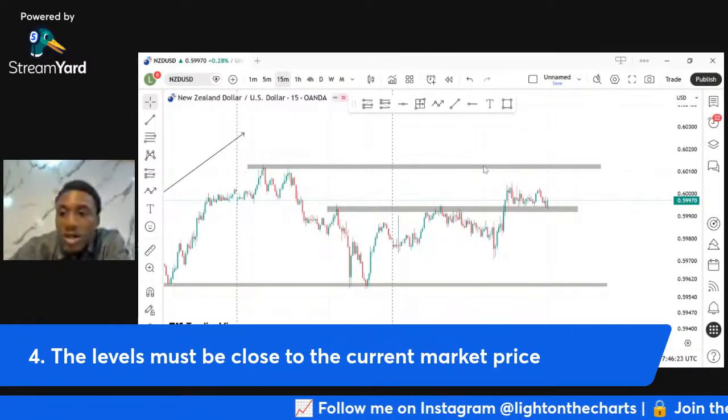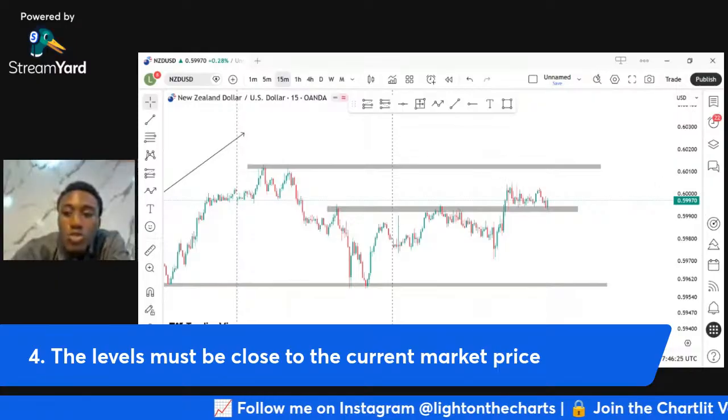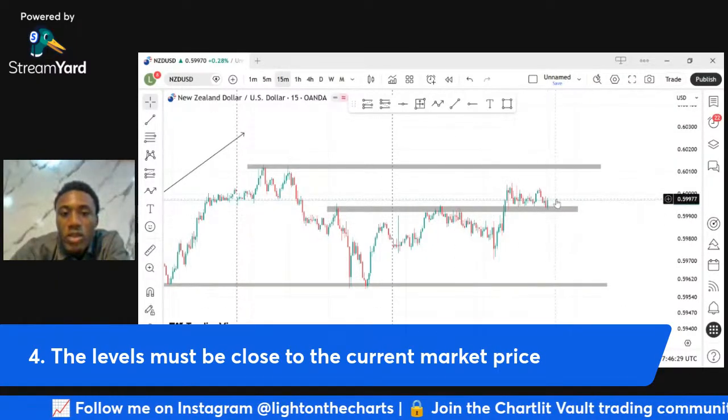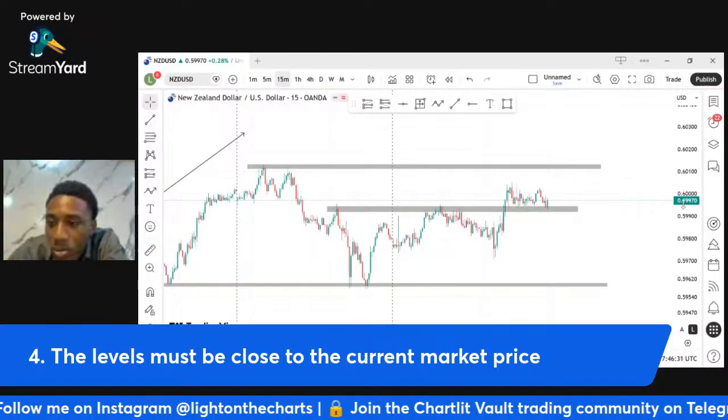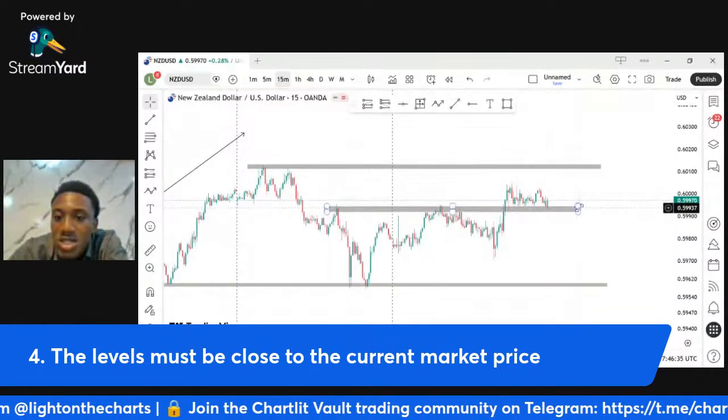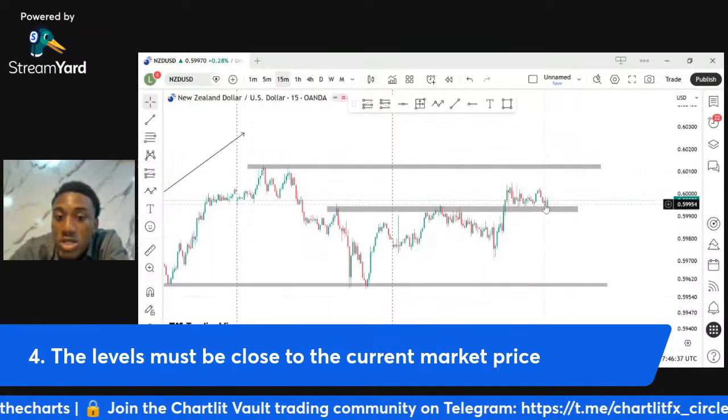The level must be close to the current market price. Now, what do I mean by that? You can see this is the current market price at zero, 0.59970. You can see this level is very close to it, right? So this is a valid level.